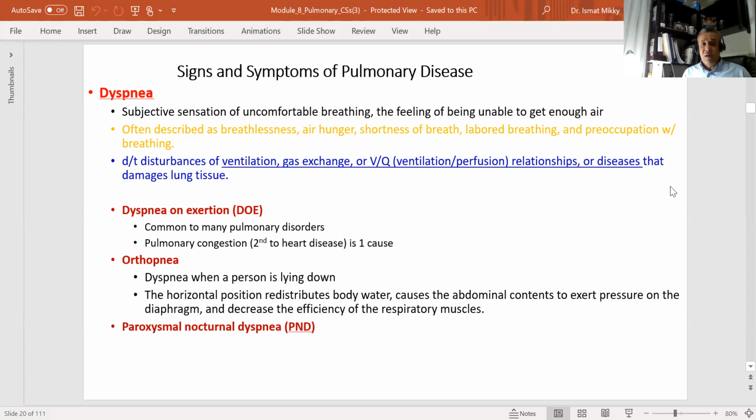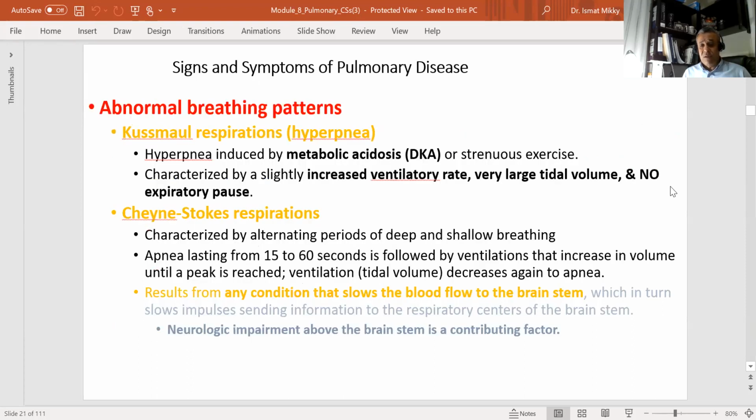Dyspnea on exertion, orthopnea, and then we have paroxysmal nocturnal dyspnea during night time or during sleep, and abnormal breathing patterns, the first one being Kussmaul breathing or respirations, which is very common in patients with DKA. When they develop diabetic ketoacidosis, they develop this type of breathing as a compensation for the acidosis to blow off the CO2, so it will correct the acidosis by blowing off the CO2.